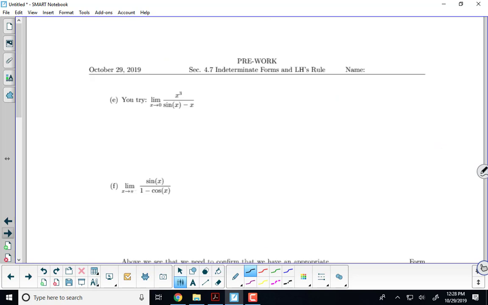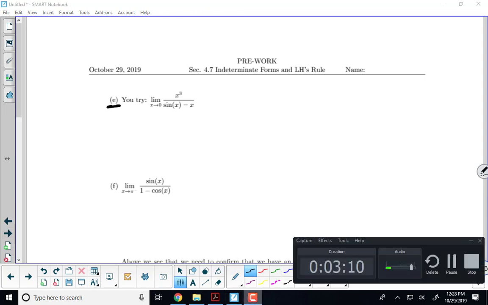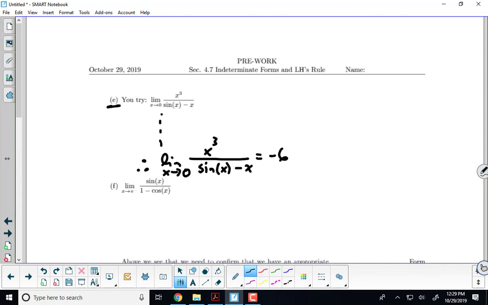Okay. So I'd like you to go ahead and pause the video and try this for letter E. Go ahead and try it for letter E. So pause the video and then pick it back up. Okay, so hopefully you've worked through this and you saw that the answer came out to be -6. If you didn't get that answer, go ahead and keep working on this problem. Try to get that correct.